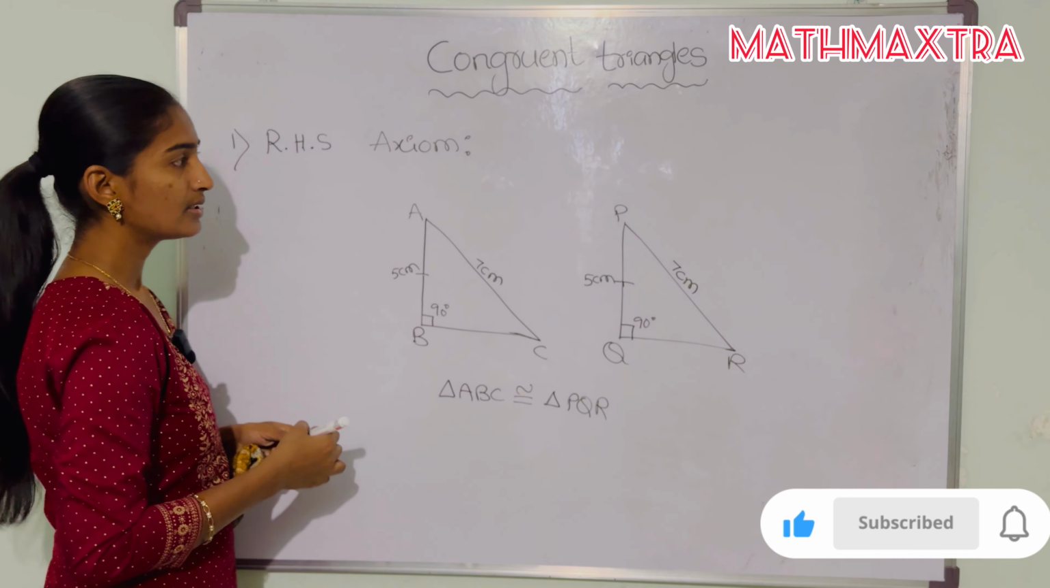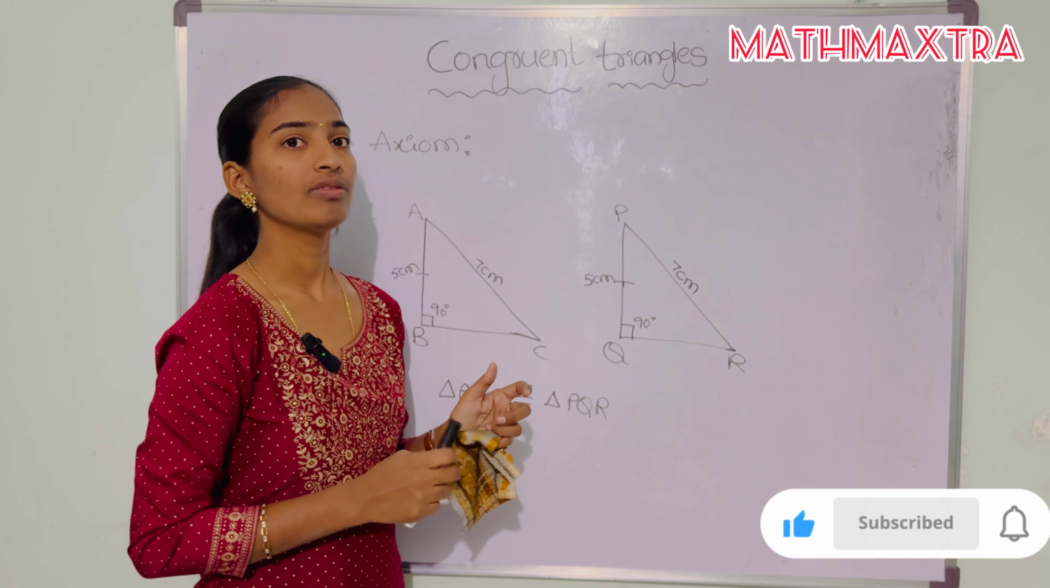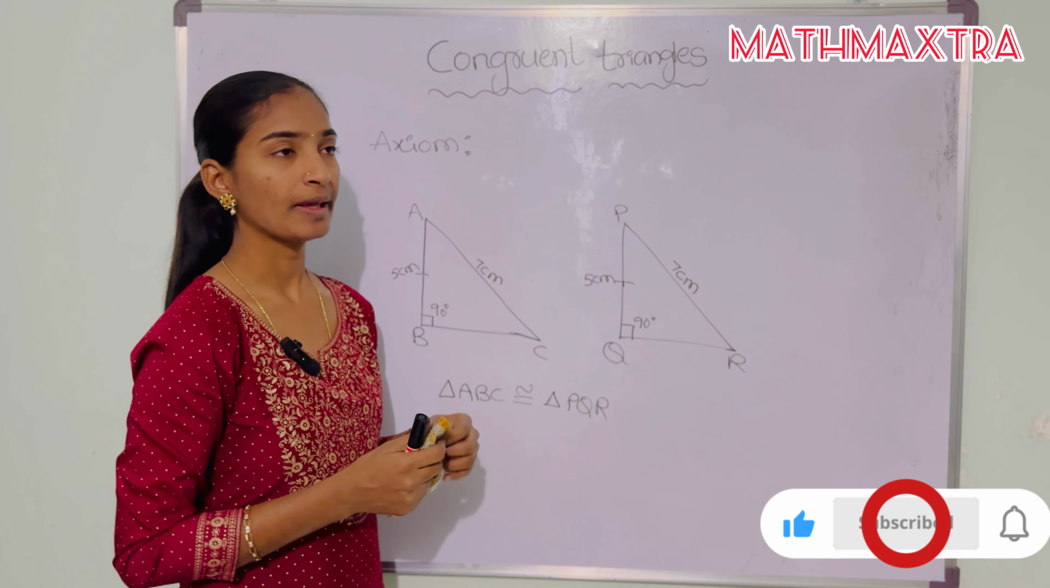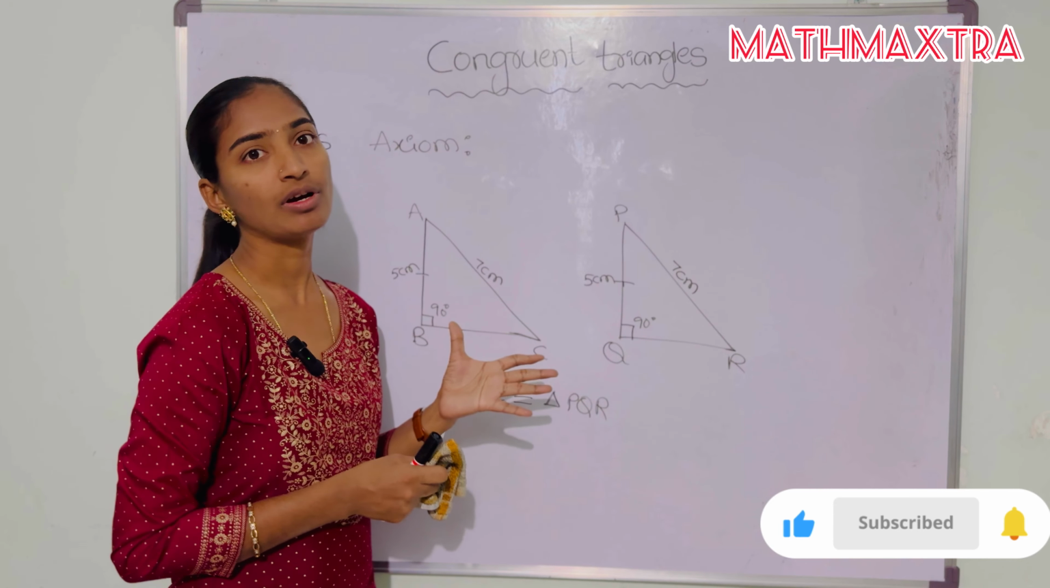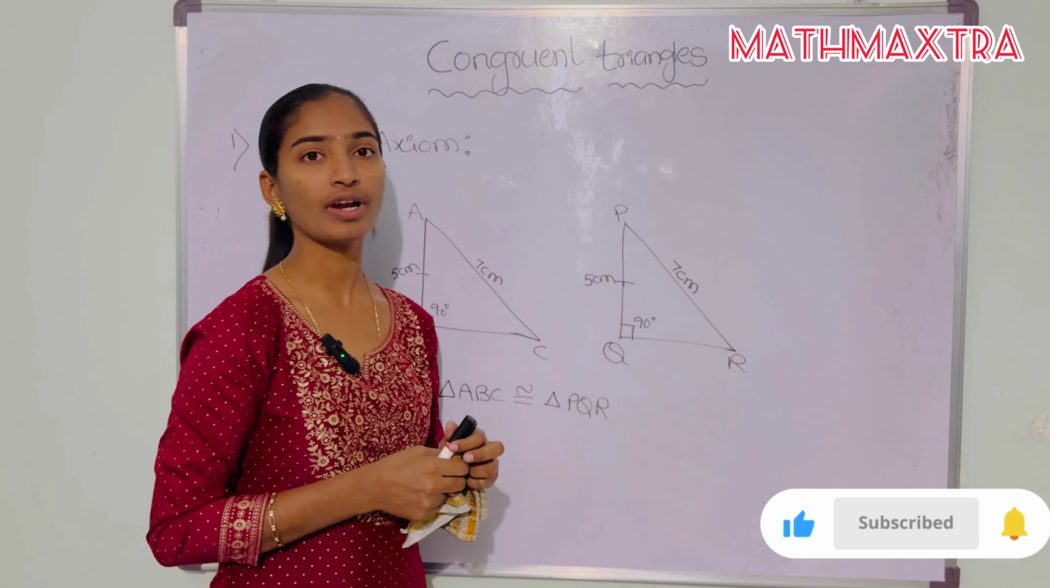See, you should identify whether the given figure follows which type of axiom. These four axioms are sufficient conditions to check the congruency of triangles.